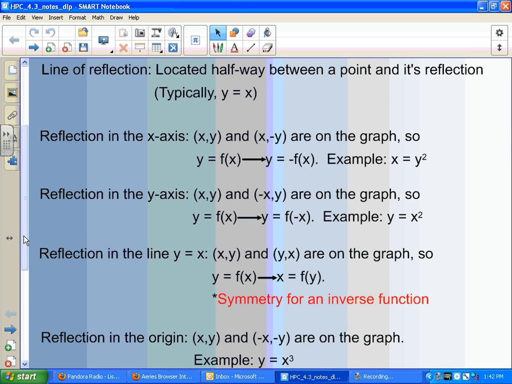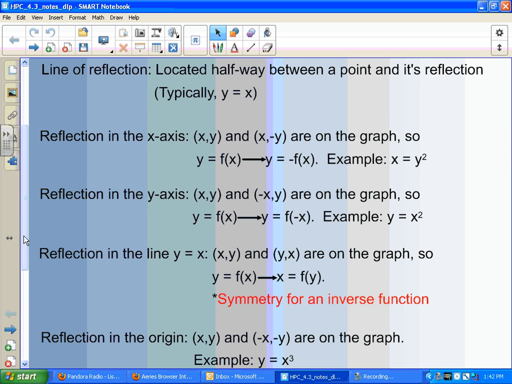It's like a mirror. So whatever happens on one side of that line would be reflected on the other side. Like Chloe was saying, we're going to take one side and flip it over to the other. You could also have reflections of the x-axis, and that means you're going to flip your y's. You're going to change your y values, positive, negative, opposites. You could have reflections of the x-axis, or the y-axis, excuse me.